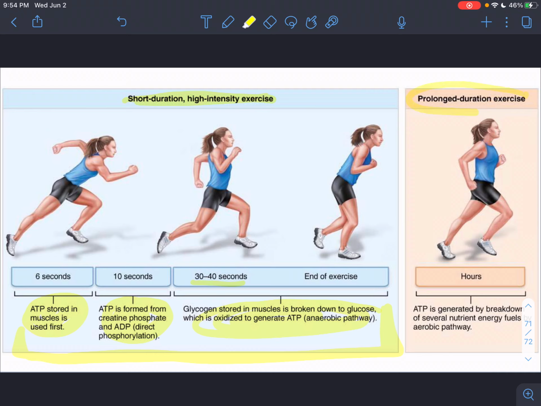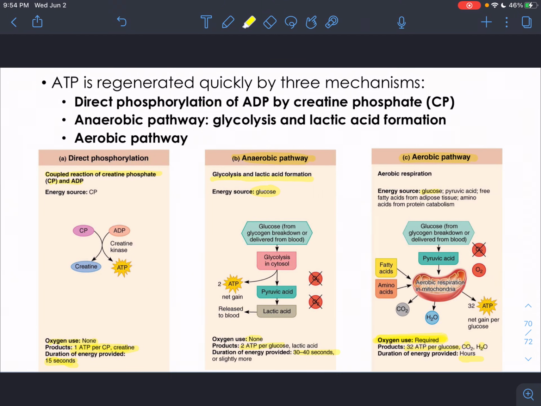If we have a prolonged exercise, that's where we're going to use the aerobic pathway to create the ATP, and that's breakdown of several nutrient fuels, some different fats, stuff like that, to produce more ATP for prolonged exercise. So depending on the type of exercise, you can have different mechanisms at play.